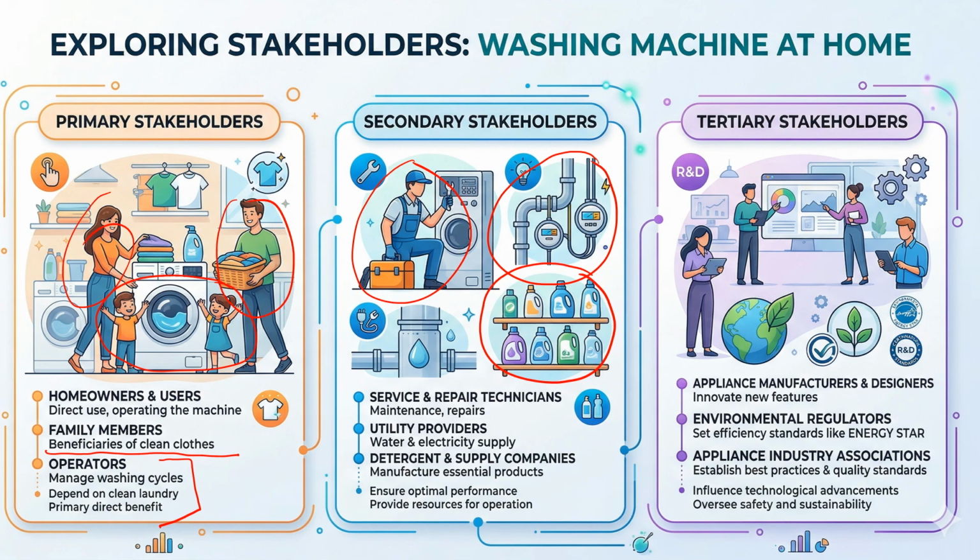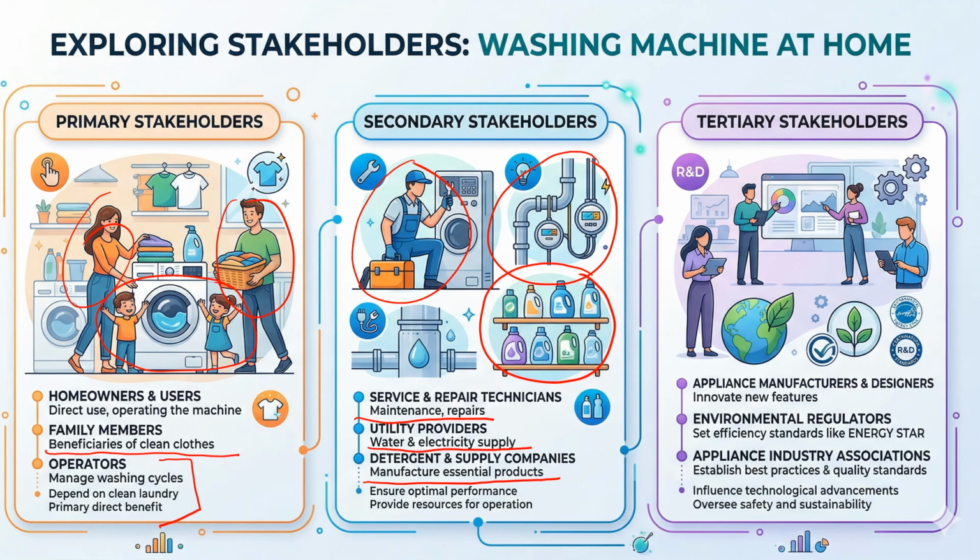So service and repair technicians for maintenance and repairs, utility providers like water and electric supply companies, detergent and supply companies, so manufacture essential products. So they all together ensure an optimal performance and provide the resources required for operation of this product.